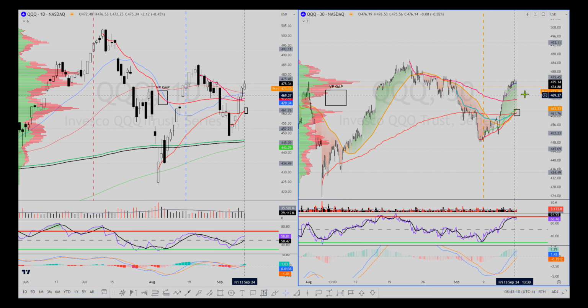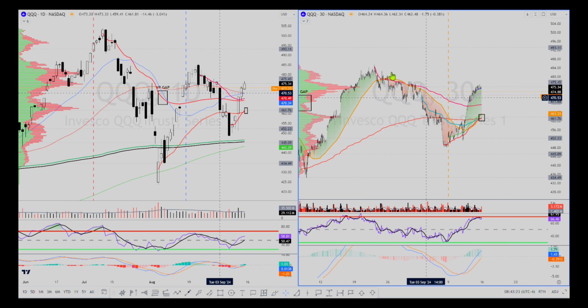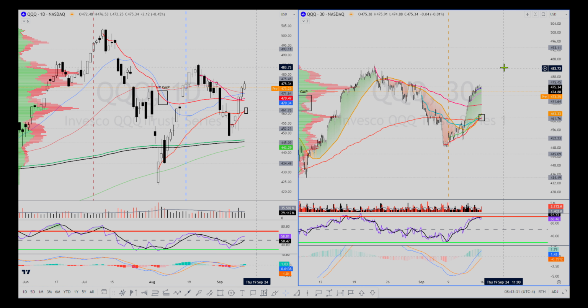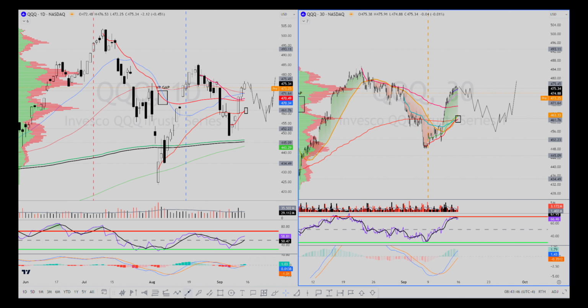So maybe we could fill this area and catch a little bounce here at this 461 area to 457. Get back above 467, because anyone that's selling from this high, trading above 467, will be losing money, and that could fuel a bigger rally back up to 485 to 493. So preferred situation, just like the SPY, let's fill that VP gap, get a little bounce in here, and then set up for a trade.